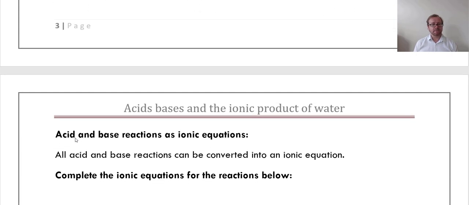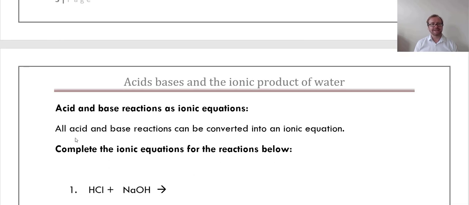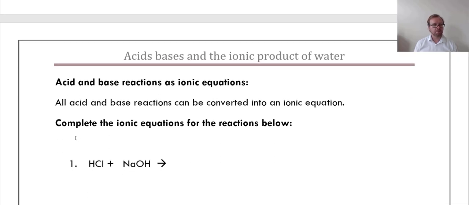So acid and base reactions as ionic equations. Again, this is a bit of revision for probably most of you, so I'd just like you to have a go at completing them. All acid and base reactions can be converted into an ionic equation. Complete the ionic equation for the reactions, and obviously complete the whole chemical equation as well. Remember to balance it, okay? And then we'll go through it quickly when you come back.